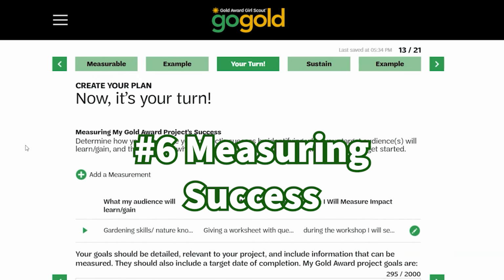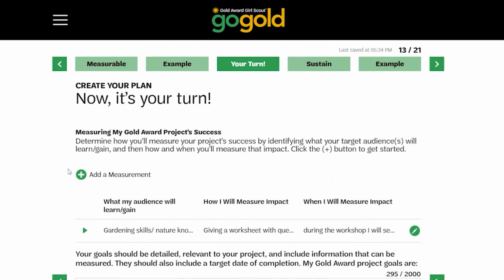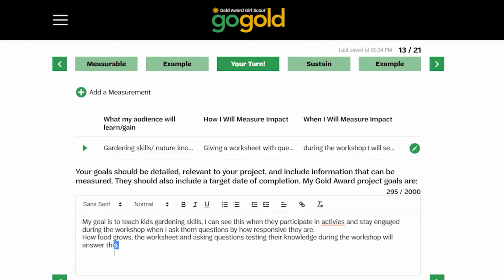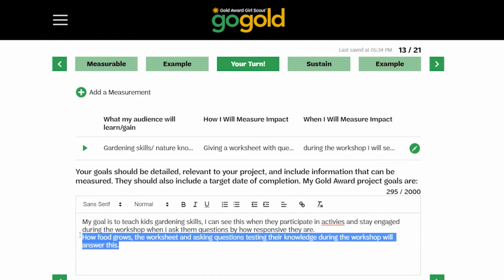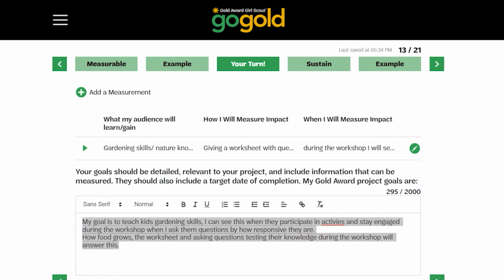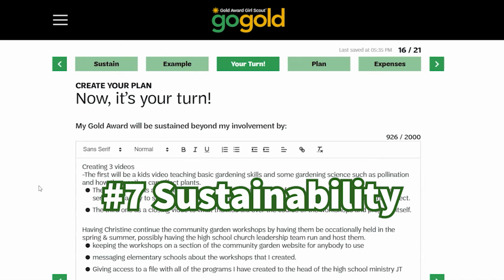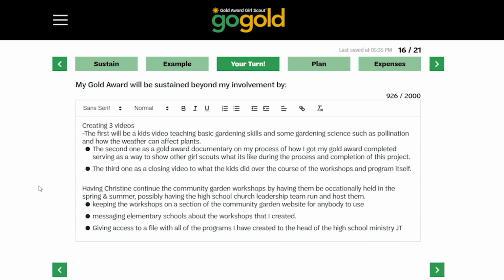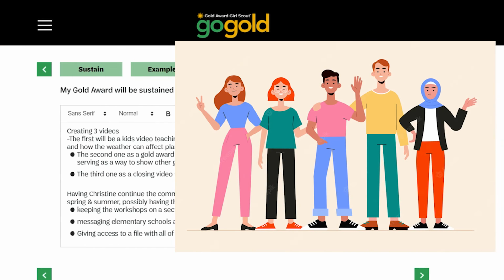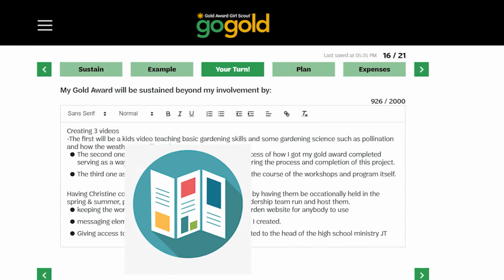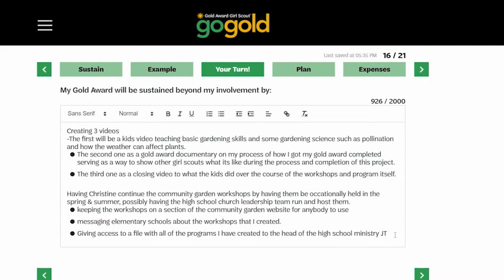And this 6th slide sort of ties in with your target audience slide, because you need to talk about what your audience will gain, and you want to talk about how you're going to be able to test this and see what they learned. And then number 7 is talking about how is your project going to be sustained. And yet again, this is another slide where you're really going to need to think critically and think long term. Try and focus on people or programs that you will be able to establish that will be able to continue your Gold Award for years to come.